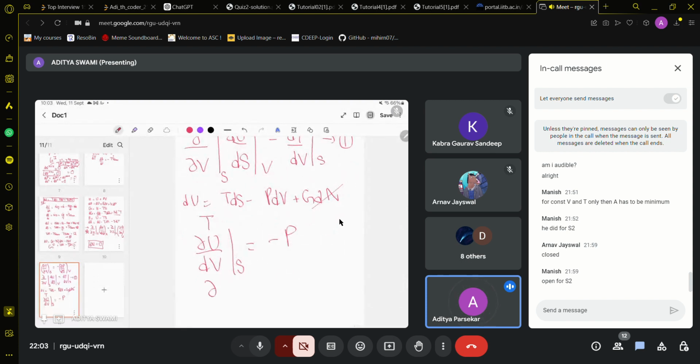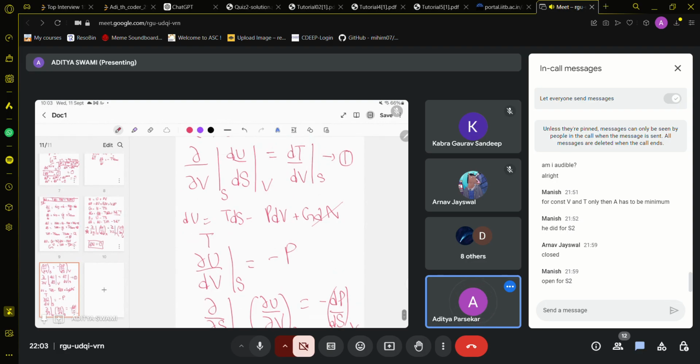So the partial of du by ds at constant volume, differentiated with respect to v at constant entropy, is going to be minus dp by ds, again at constant volume.